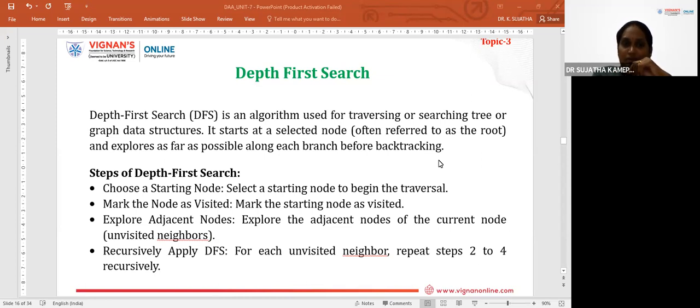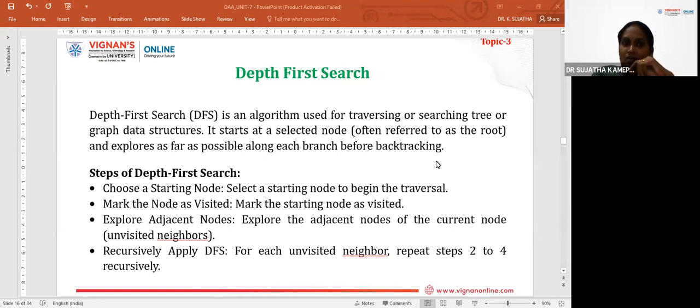In this session, we are going to discuss one more application of decrease and conquer. This is nothing but depth first search. First, what is meant by depth first search? We are going to see the steps involved in doing the depth first search, and an example of how to search a tree or a graph using the depth first search method.